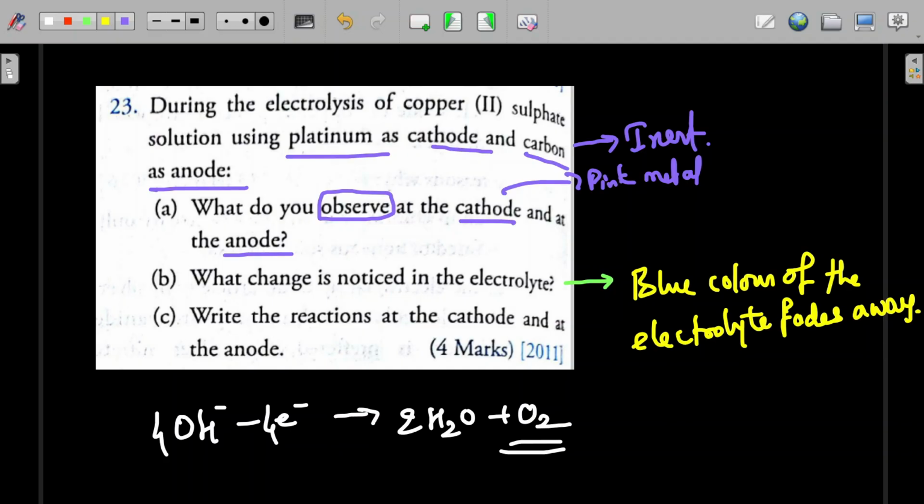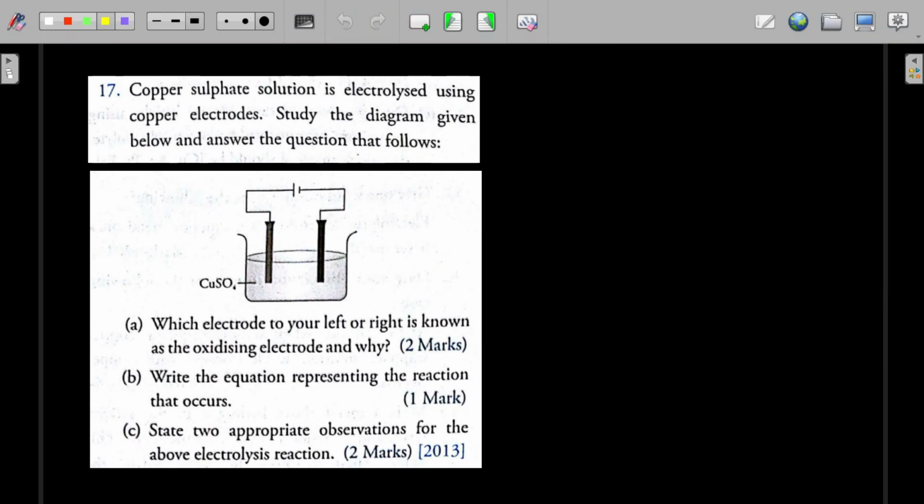Write the reaction at the cathode and anode. Anode reaction I have written here. Cathode reaction is copper carrying two electrons gives copper. But you have to make the number of electrons equal. So 2, 4, 2. The number of electrons will be the same. Okay, again based on copper sulfate solution only.